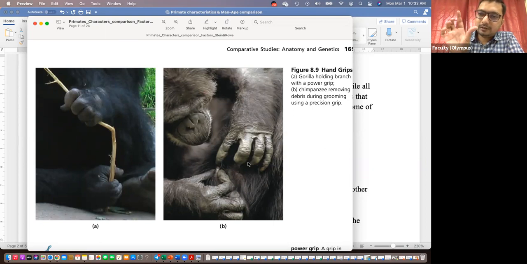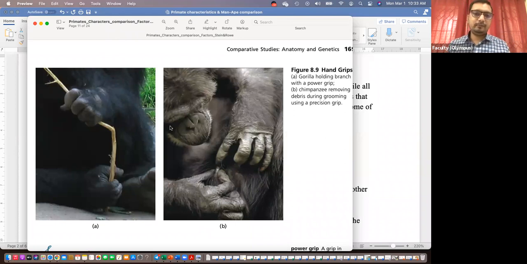Precise with fingers, by utilizing the thumb, you can precisely pick up things. So the chimpanzee is removing debris in a grooming process. This is part of their behavior. In the grooming process, it is removing debris, and this is possible because of the precision grip that we have. Do you think cats or dogs can have this precision grip? They cannot. They cannot hold things like that. So we developed precision grip because of this feature of the arms, especially the opposable thumb.